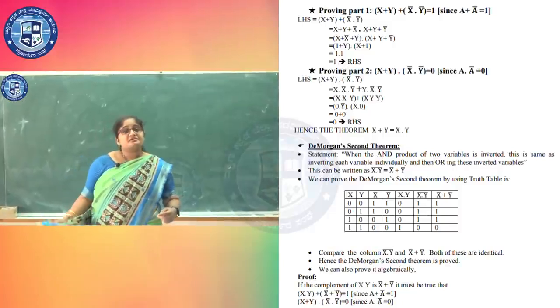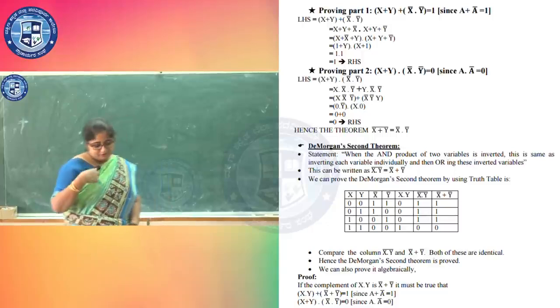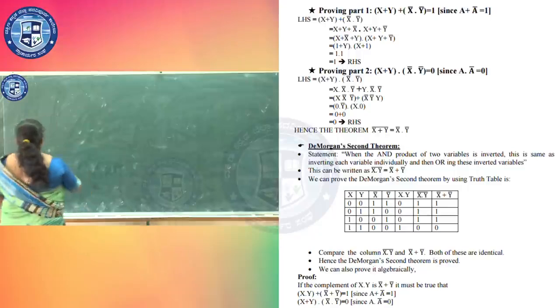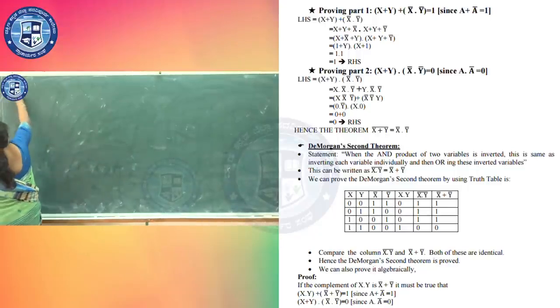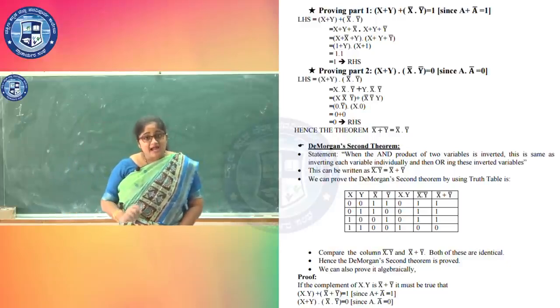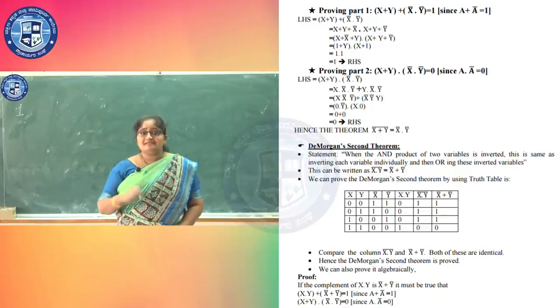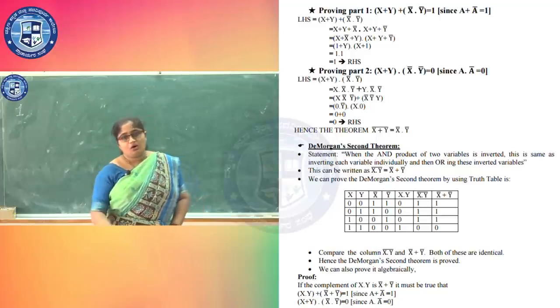So we have proved the two parts of De Morgan's first theorem. Now we shall get into De Morgan's second theorem. What does De Morgan's second theorem say? It states that when the AND product of two variables is inverted, this is the same as inverting each variable and then ORing them.